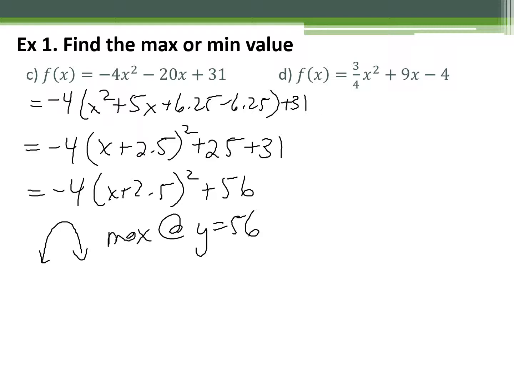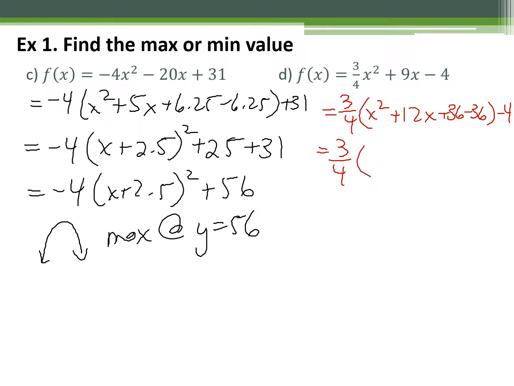Now, the next one, part D. This one we're going to have to common factor a fraction. So this is just calculator work with your fractions. Take out 3/4 from the first two. If we do 9 divided by 3/4, we're going to end up with 12x. Half it and square it. Plus 36 minus 36, and then that minus 4 still.